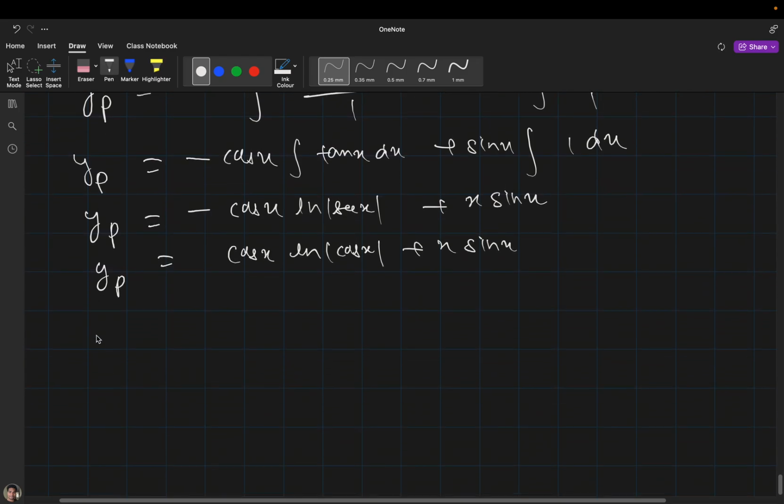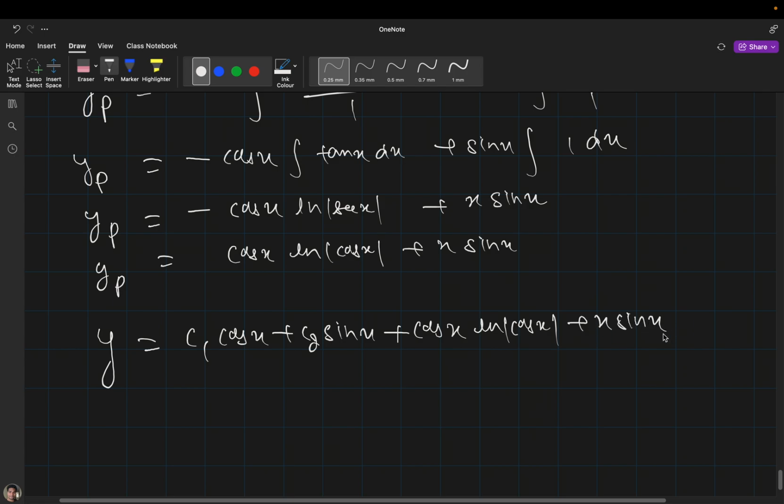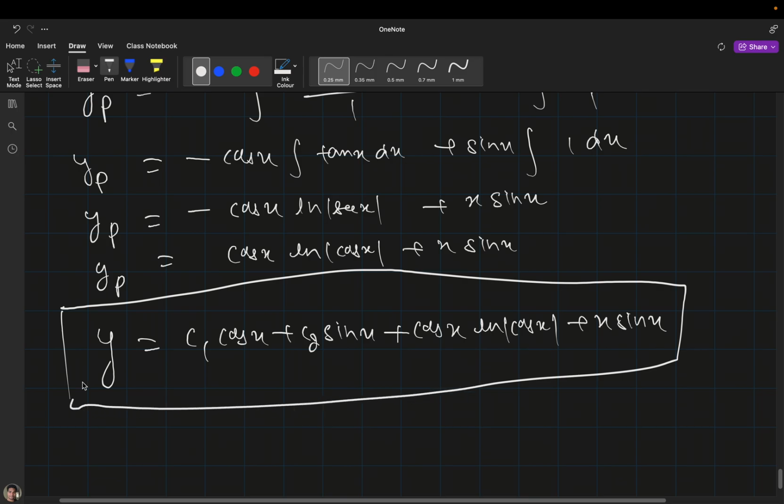Problem is solved. Now what is the general solution? It will be c1 cos x plus c2 sin x, and just write all these terms: cos x ln cos x plus x sin x. This is the complete solution of this differential equation. Is there any doubt?